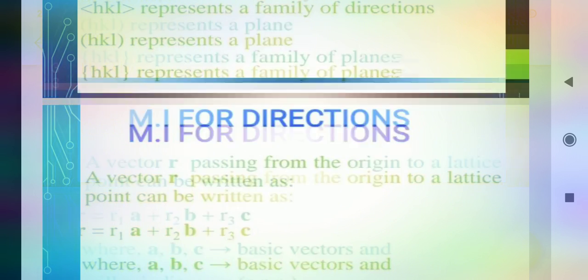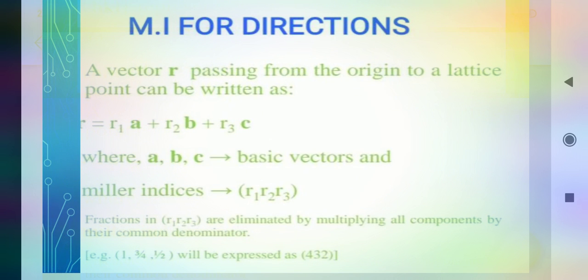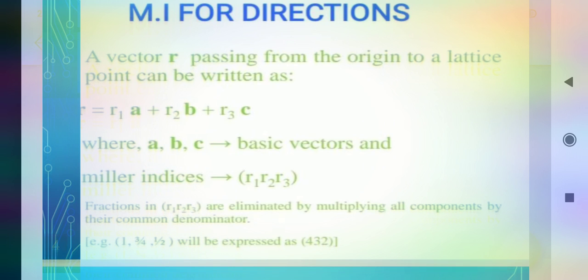Miller indices for the directions. Let us consider a vector r passing from the origin to a lattice point. It can be written as r equal to r1 a plus r2 b plus r3 c, where a, b, c are the basis vectors. Here, the Miller indices are r1, r2, r3.